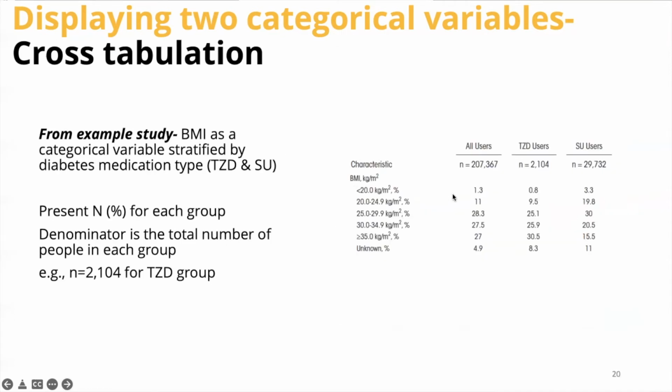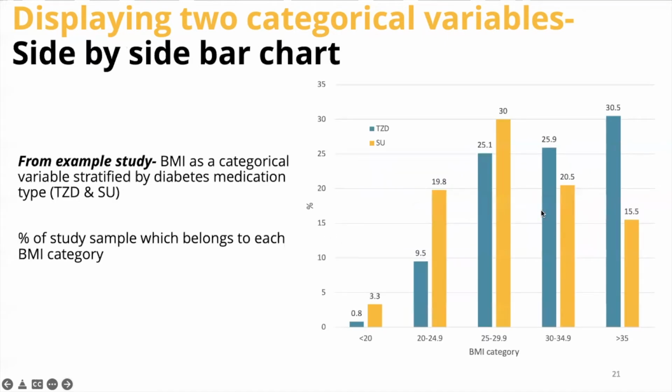We could see here that in the TZD group, let's look at the heaviest BMI category here, the 35 and over. So about 30.5% of TZD users fell into this category, whereas about 15.5% of SU users fell into this BMI category. And you can see that here in the side-by-side bar chart where we have the percent on the y-axis and the BMI category on the x-axis. And here we have TZD users in blue and SU users in yellow.